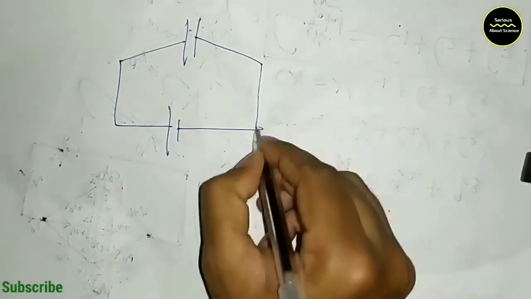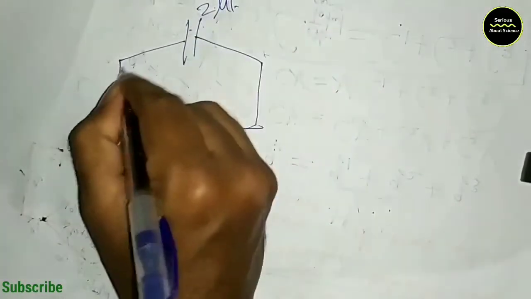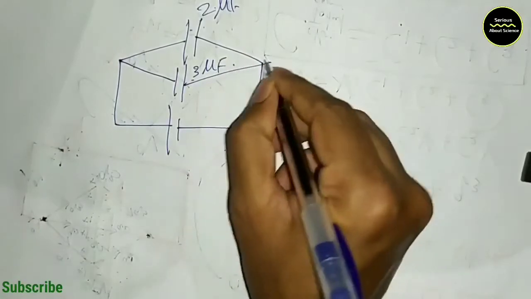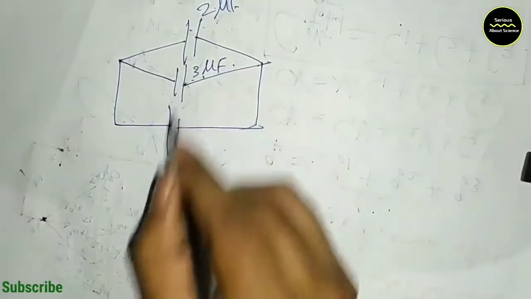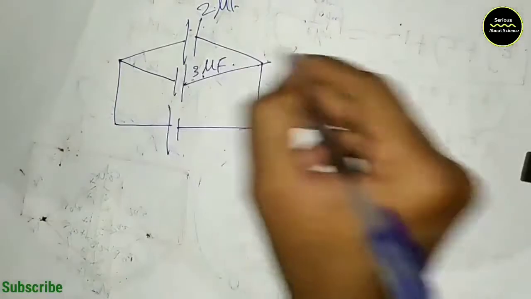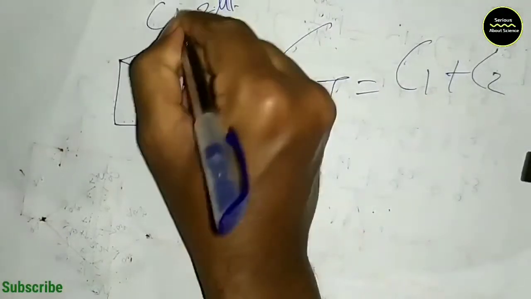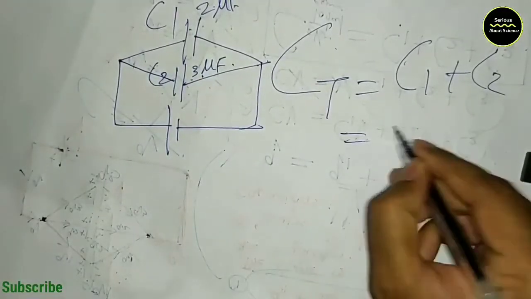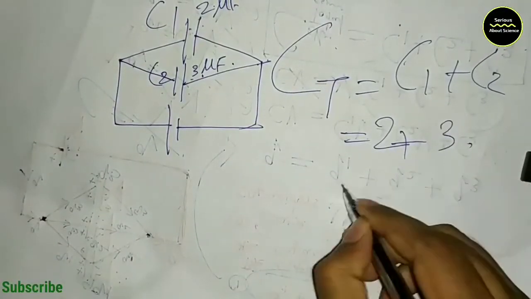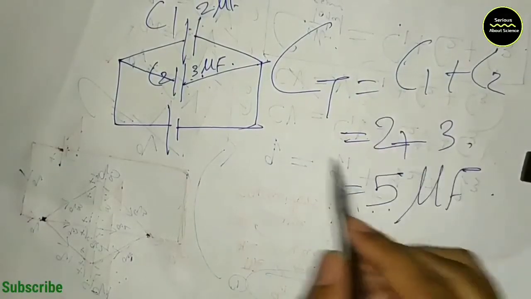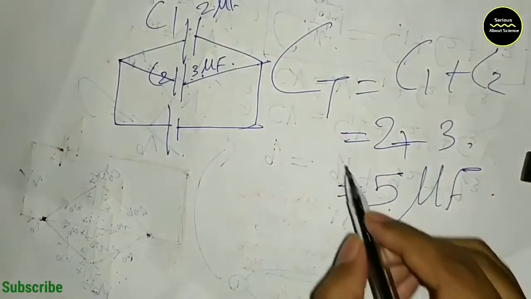Let's go for a numerical problem. Two capacitors are connected to a battery. The two capacitance values I am giving are 2 microfarad and 3 microfarad, connected in parallel. What will be the effective or resultant capacitance here? That is the question. You know the equation: C total or C equivalent will be equal to the sum of the individual capacitances, C1 plus C2. The answer will be 2 plus 3, 5 microfarad. This is the final answer for C total.